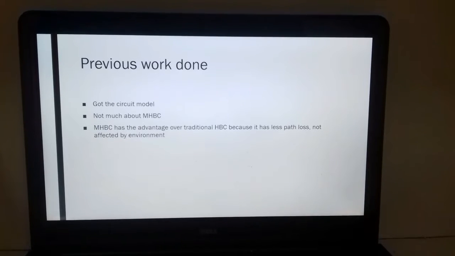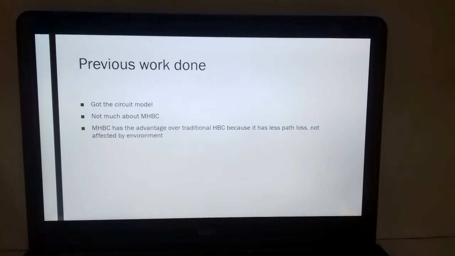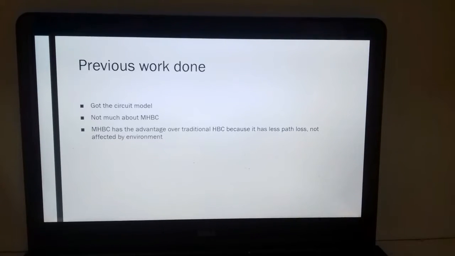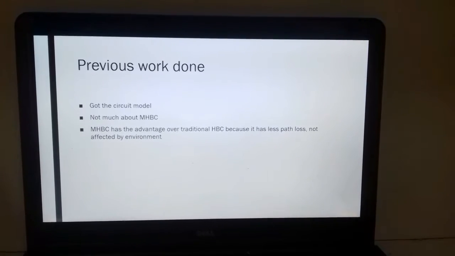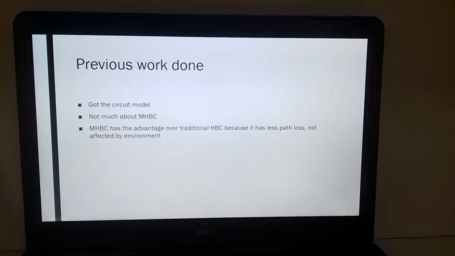So far for the MHBC, we have gotten a circuit model, right? Not much information is known about the MHBC. So far as I have read, there was a paper in which they proved that the MHBC has less path loss than the traditional methods.